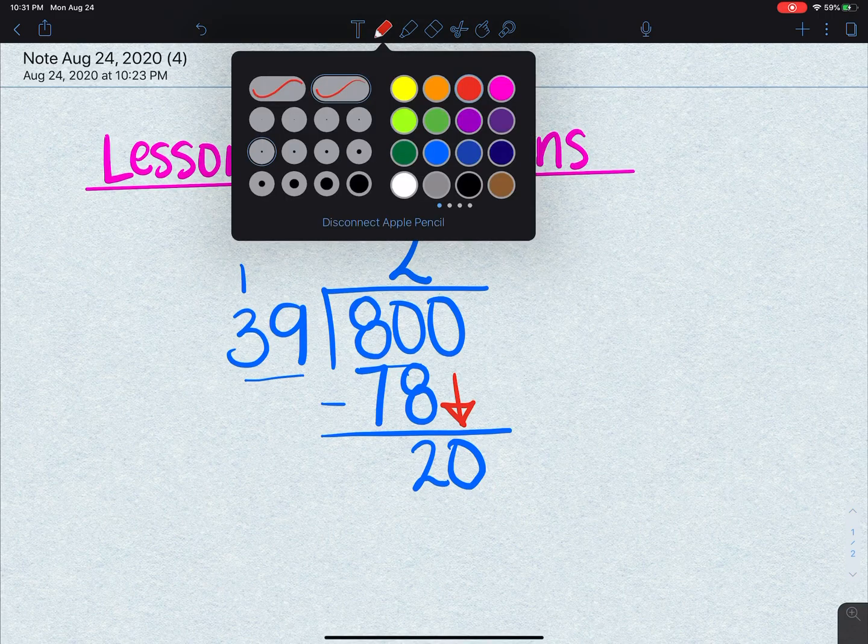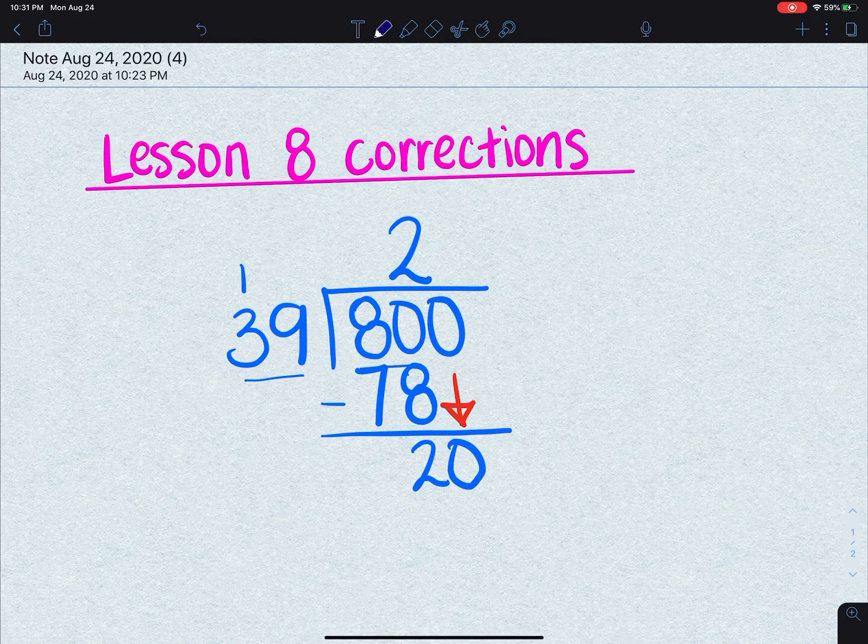So what you have to do before then is you have to then ask, well, how many times does 39 go into 20? And then you have to put a 0 up here because 39 goes into 20 0 times, okay? Because you already figured out that 39 goes into 80 2 times. But then you have to do this one too, right? That's why you bring it down. So then you have to figure out how many times does 39 go into 20? It goes into 20 0 times. And then 0 times 39 is going to be 0.